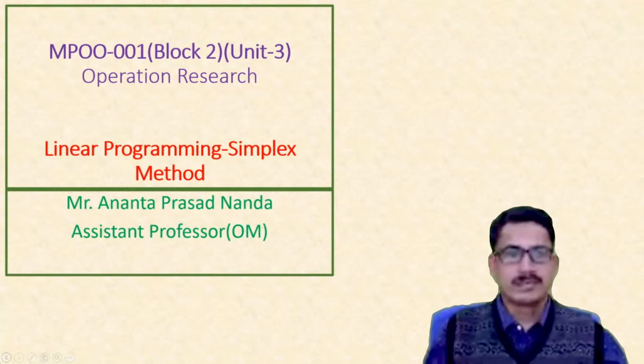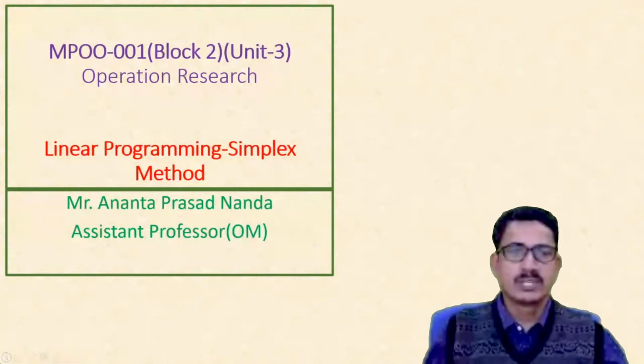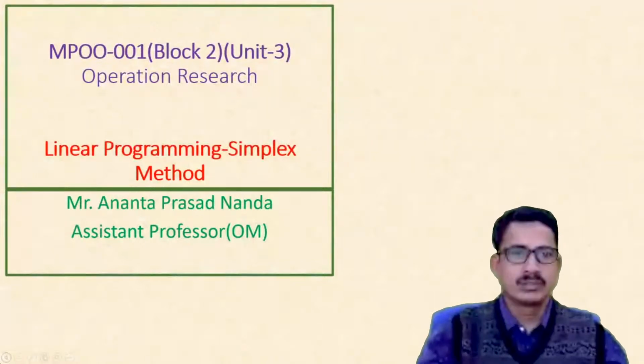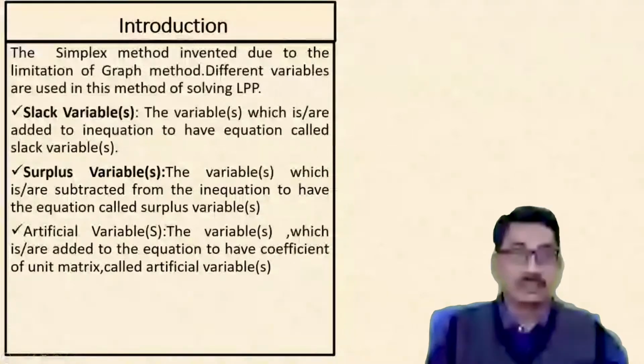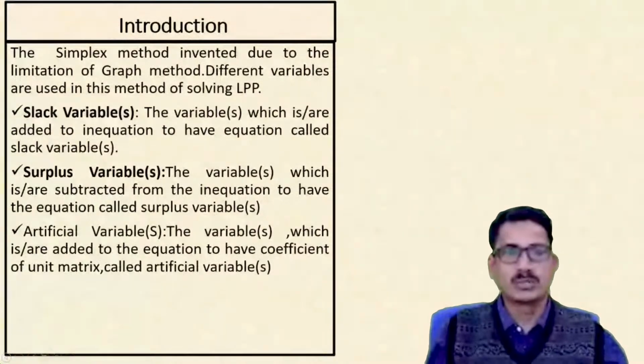Basically, in this method, any number of variables in linear programming problems can be solved. The limitation of the graph method invented this method, but as you know, in the graph method, when you have more than two variables, it fails. The graphical method cannot be used when the LPP contains more than two variables. But the simplex method can be used when it is two variables or more than two variables or any number of variables.